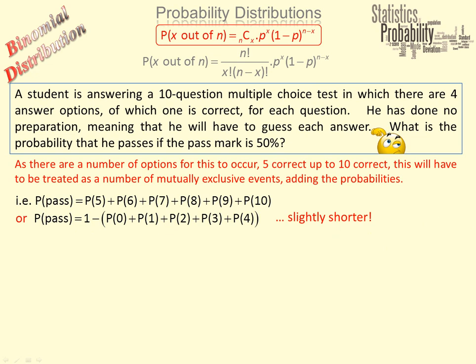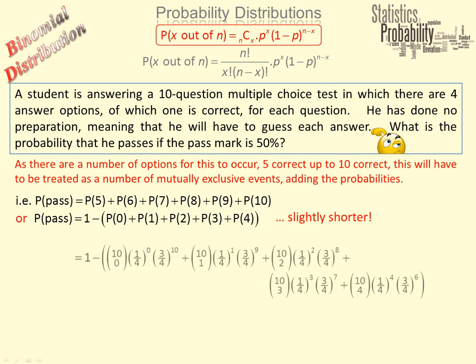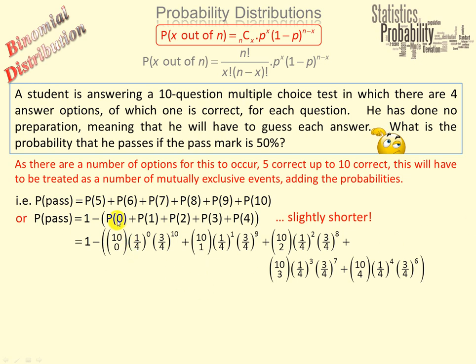These are all binomial theorem. The probability of success is 1/4 because it's 4 answer options, and obviously the probability of failure is 3/4. So there we have it. Probability of 0 is 10C0, 1/4 to the 0, 3/4 to the 10. Then we'll have 10C1, 1 and 9, 10C2, 2 and 8, 10C3, 3 and 7, 10C4, 4 and 6.